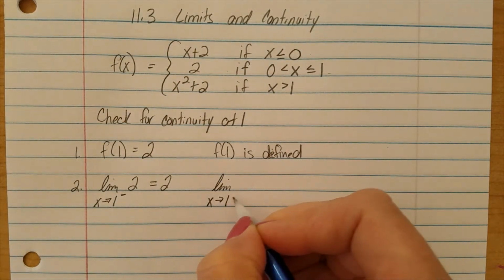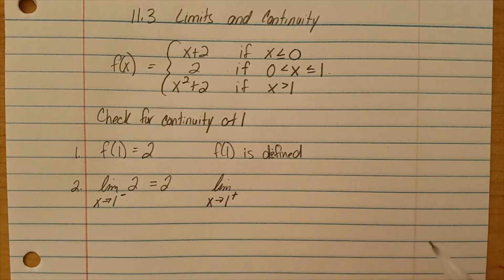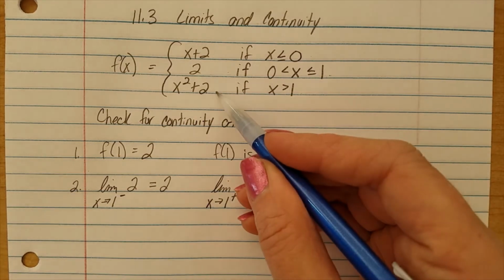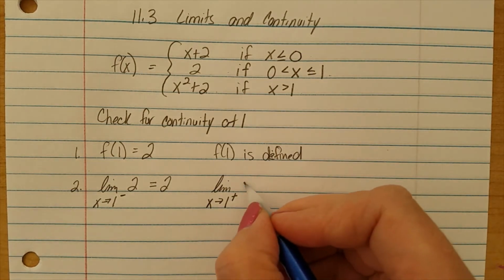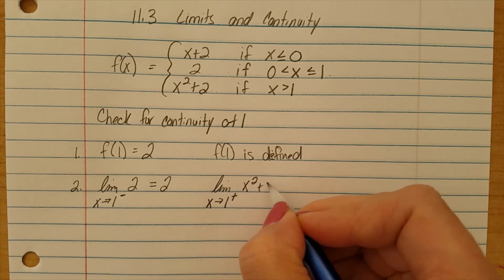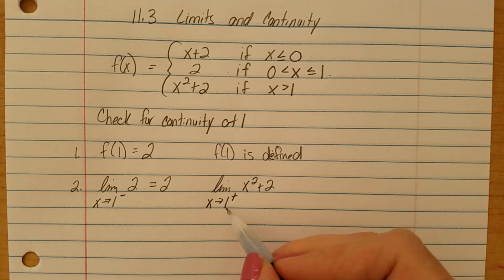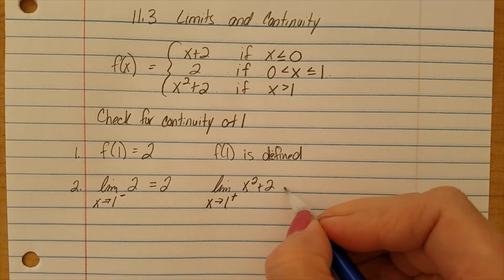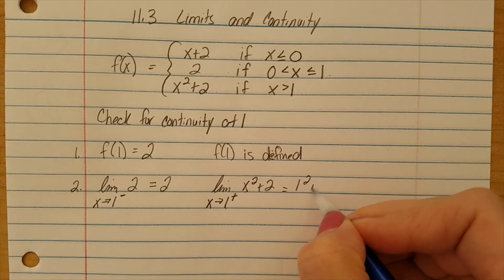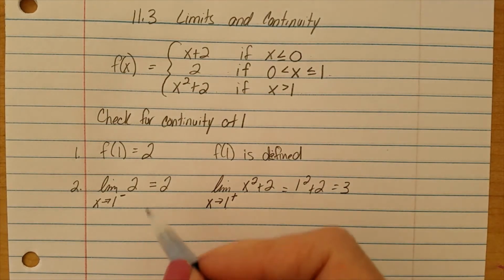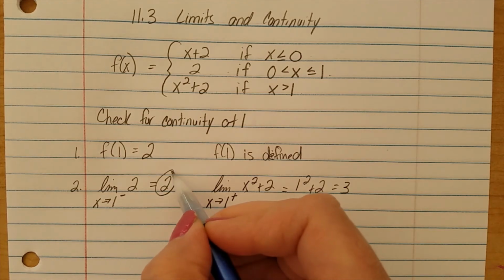Let's take a look at the limit from the right-hand side. As x approaches 1 from the right. So if I'm coming at 1 from the right, that means my x values have to be greater than 1. And that is this interval right here. I'm going to use the third line, x squared plus 2. This is a polynomial, so apply your properties of limits. I can just plug my a value in for x, and I'm going to get 1 squared plus 2, which equals 3.